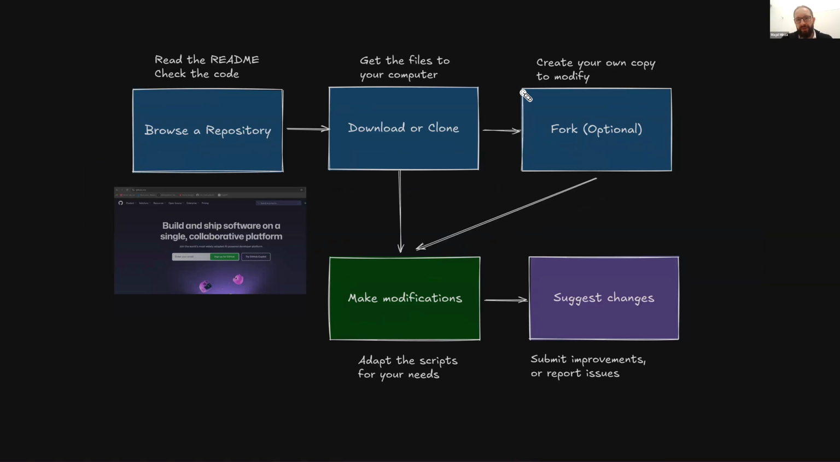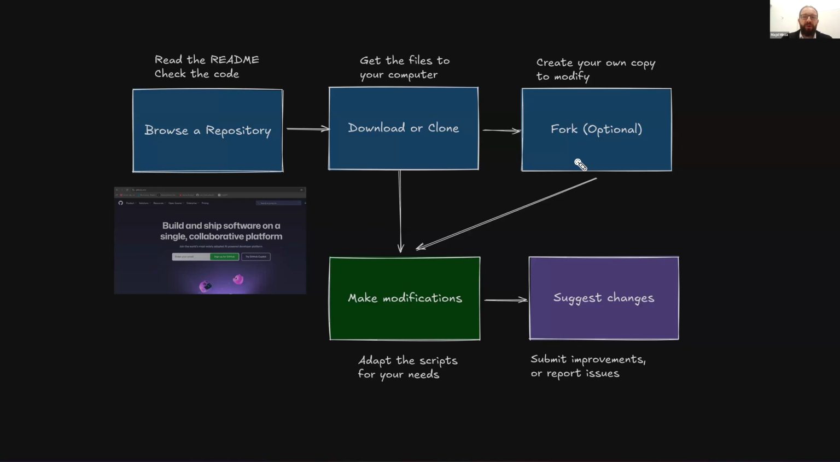So to give you the same kind of overview of the workflow in GitHub, basically you head to the GitHub website, and we're going to show this shortly. You browse for a repository, you start reading the README file, you check out the code, you can read the code also on the website itself. And then you can move to getting the files to your computer. You can either download or clone, and I'll talk a little bit about the difference soon. But you have two options to work with the code. Either you download the code only, or you clone the whole repository.